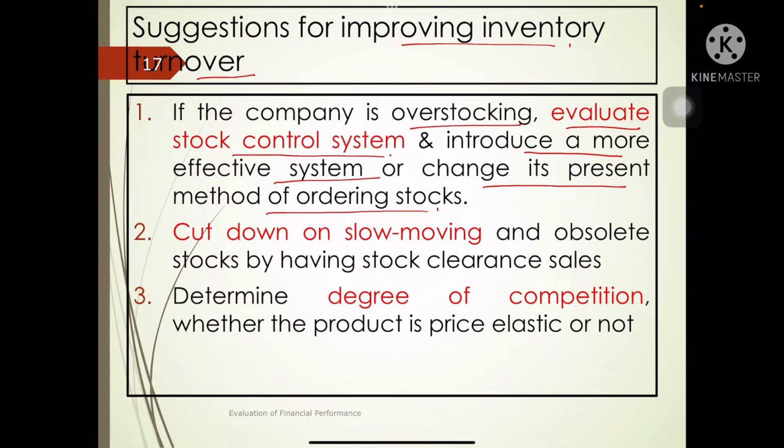And then what they have to do is cut down on slow-moving stock. So it means that if the slow-moving item or the sales of the stock is less, you don't have to purchase more from the supplier, because why? It's going to be obsolete. And then number three, you have to determine the degree of competition, whether the product is elastic or not. So we also have to see the price of the product, whether it's really competitive with others or not.